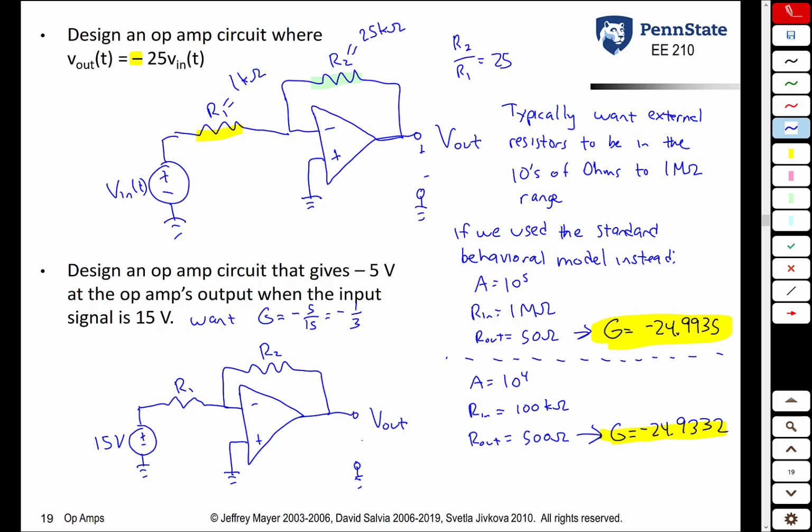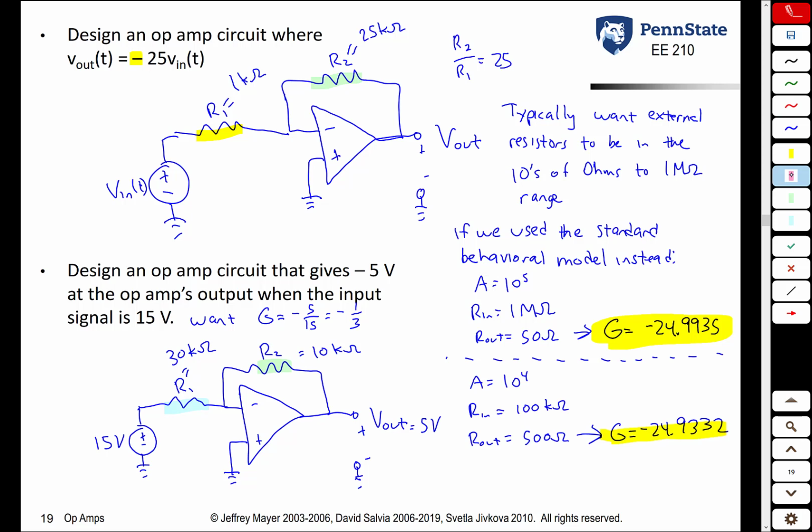Now, to get a V out of 5 volts, we want a gain of negative 1/3, which means the ratio of R2 to R1 has to be 1/3. Just like in the previous example, there's an infinite number of solutions, but we're going to pick resistor values in a mid-range. We're going to pick 10 kiloohms here and 30 kiloohms here.